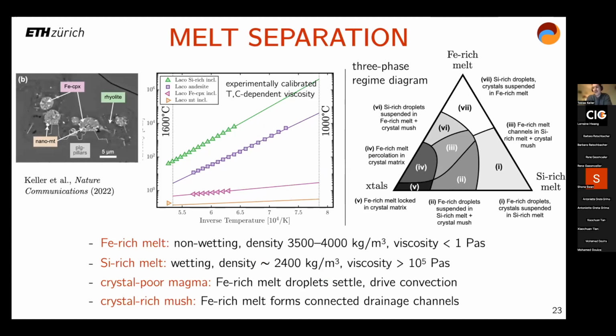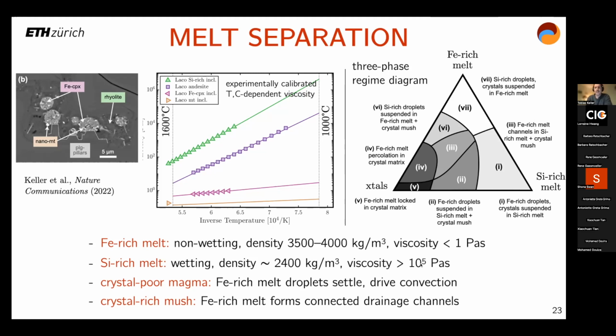If we believe for now that this spontaneous unmixing can happen, we are now faced with a situation where we have about 10% of this iron-rich melt, which has properties that are non-wetting towards the silicate crystals, a density of maybe around 3,500, so significantly denser than the rest of the magma, but a very low viscosity. That coexists in the matrix of a silica-rich melt, which is happily wetting the silicate crystals that are around. Silicate crystals have a density that is about 1,000 less and a viscosity that is about 100,000 times more.